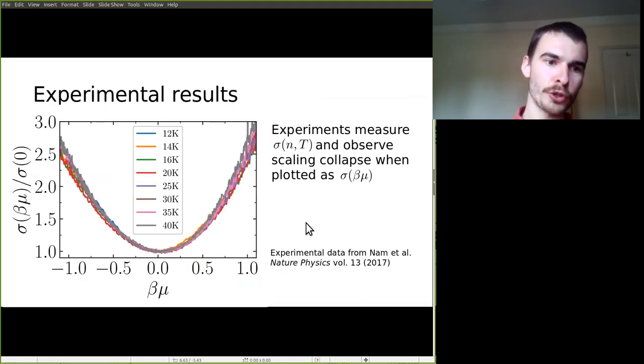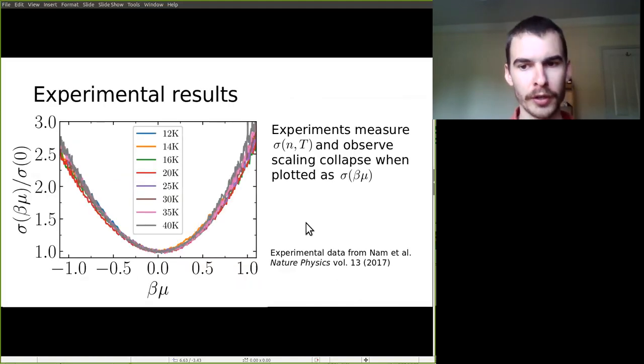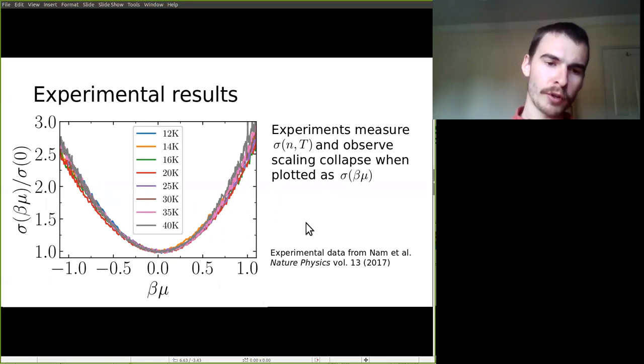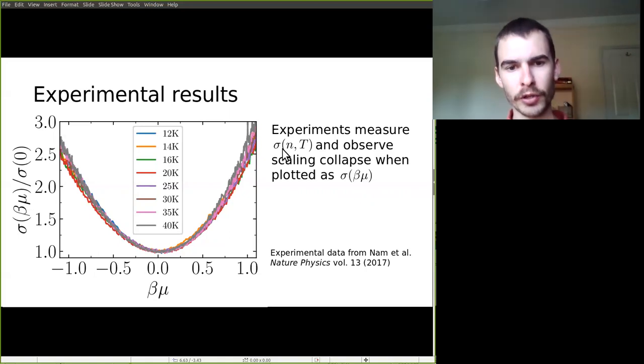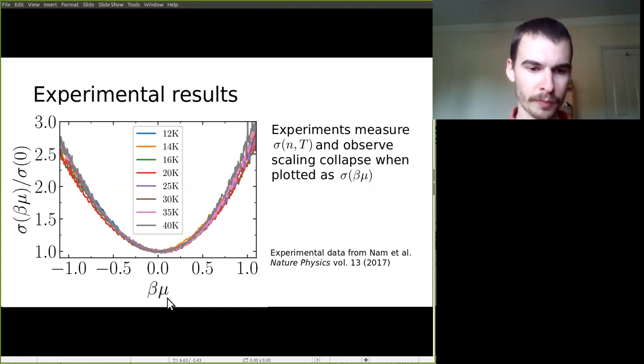So let me now show you some of the experimental results by a group in Geneva on suspended bilayer graphene. And what they've done is they've measured the electrical conductivity as a function of number density and temperature and plotted it in terms of this dimensionless quantity beta mu, inverse temperature times chemical potential. And I want you to notice two things about this data. The first is that the electrical conductivity increases very quickly away from charge neutrality. This is consistent with the hydrodynamic regime, as I explained on the previous slide.